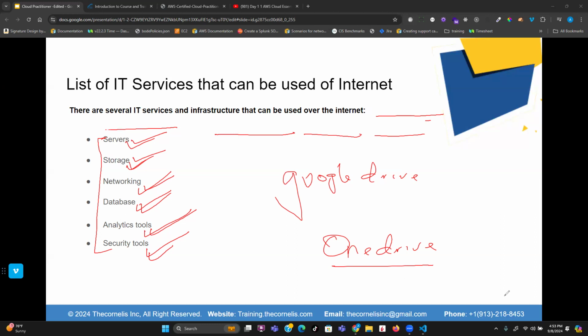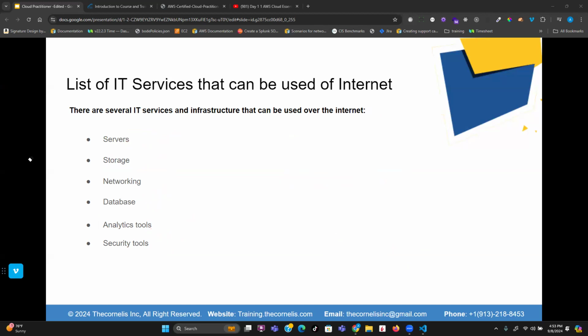Yes. So now, these are the list of IT services that you can use on the internet. Are we still together? Yes, sir.